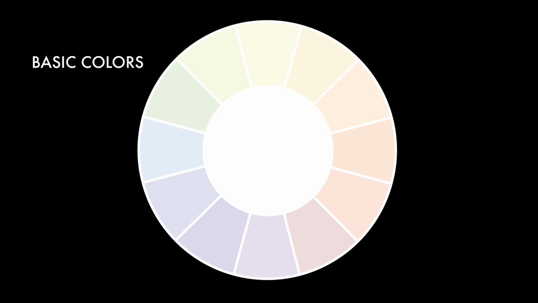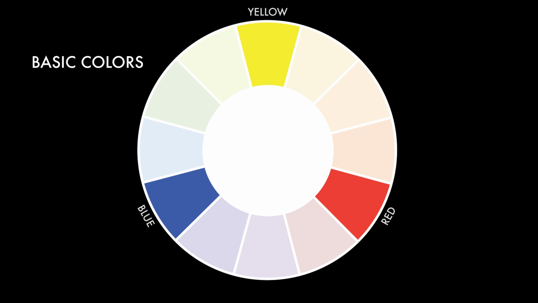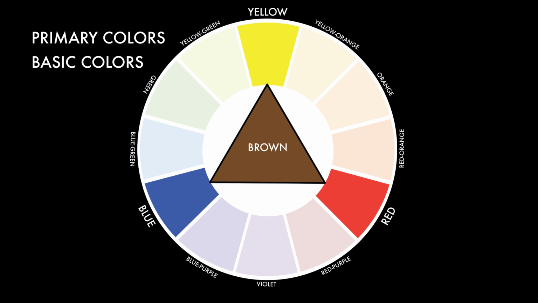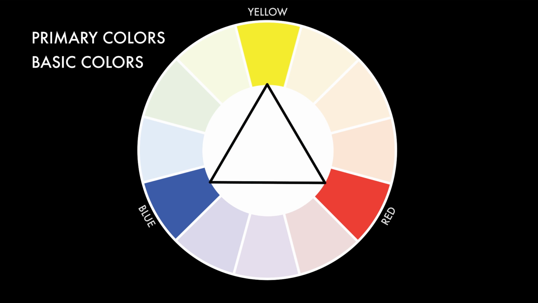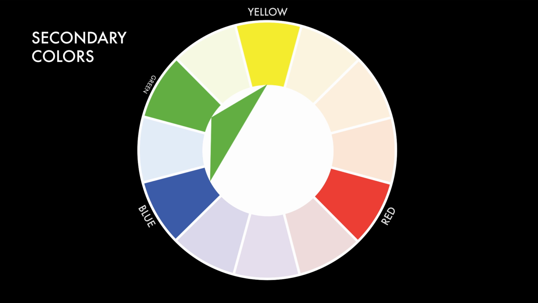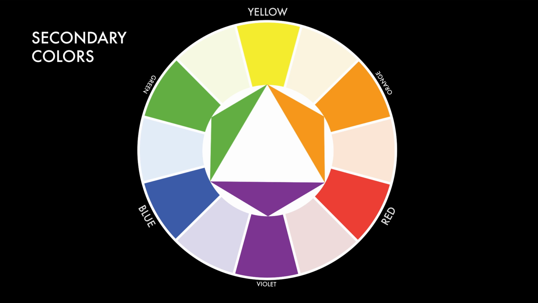Let's start with the 3 so-called basic colors on the color wheel. They are yellow, red, and blue. These are the so-called primary colors. If we would mix all 3 together, we would get a brown color. If we mix them 2 at a time, however, we get the secondary colors. Blue and yellow produce green, yellow and red produce orange, and red and blue produce purple.